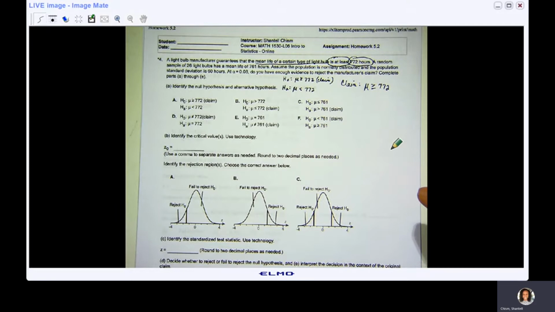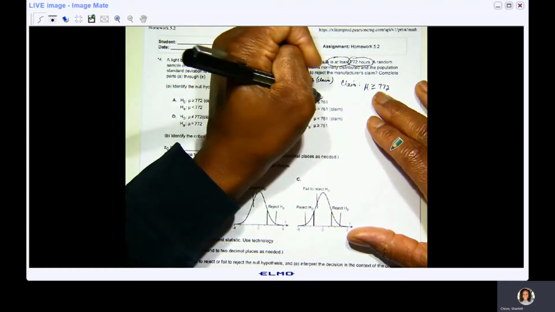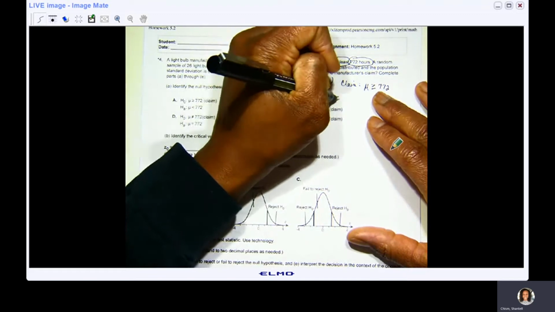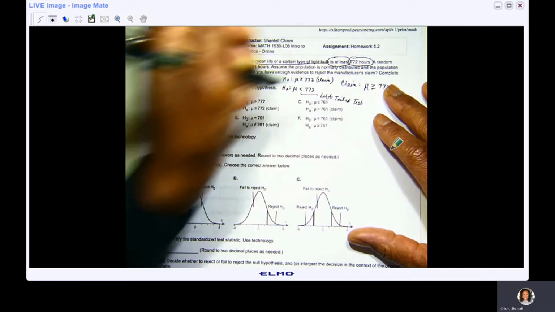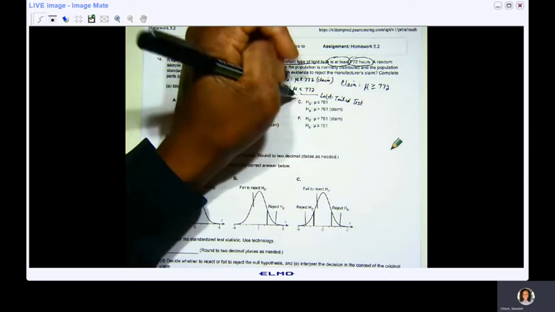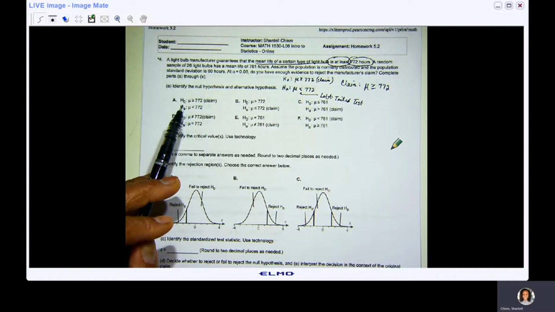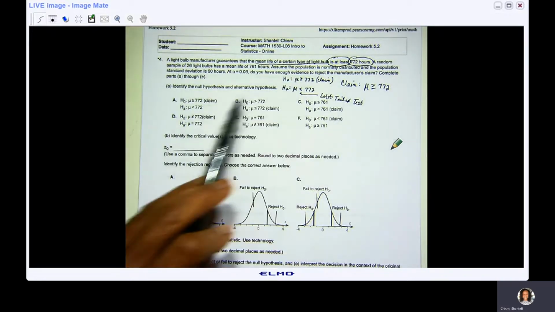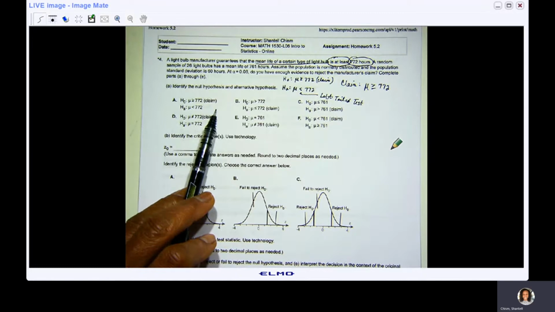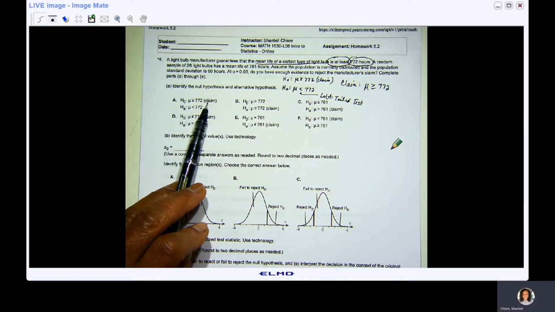Now, we also have a left-tailed test, because the alternative hypothesis uses the less than symbol. So let's identify the null and the alternative hypotheses, with the right one labeled as the claim. It looks like it would be A: greater than or equal to 772, that's the claim, and less than 772.